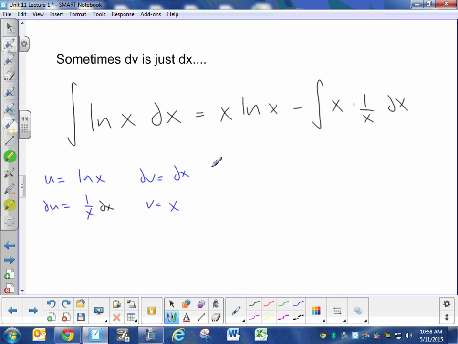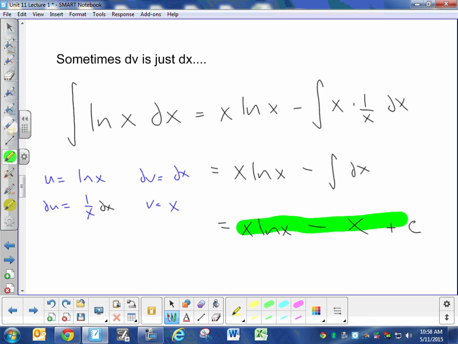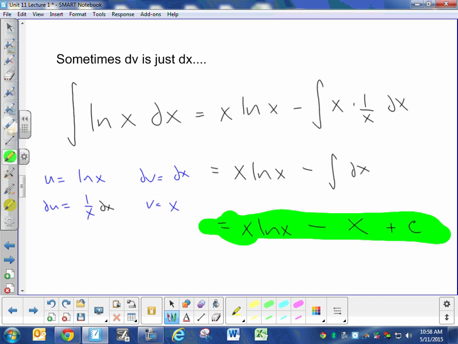Well, we can see that this x and this 1 over x will cancel. I now have x log x minus the antiderivative of just dx. Well, that's x log x minus x, plus a c, of course. Turns out this is the antiderivative of log x. A lot more complicated than you would have thought it was, considering the derivative is 1 over x.